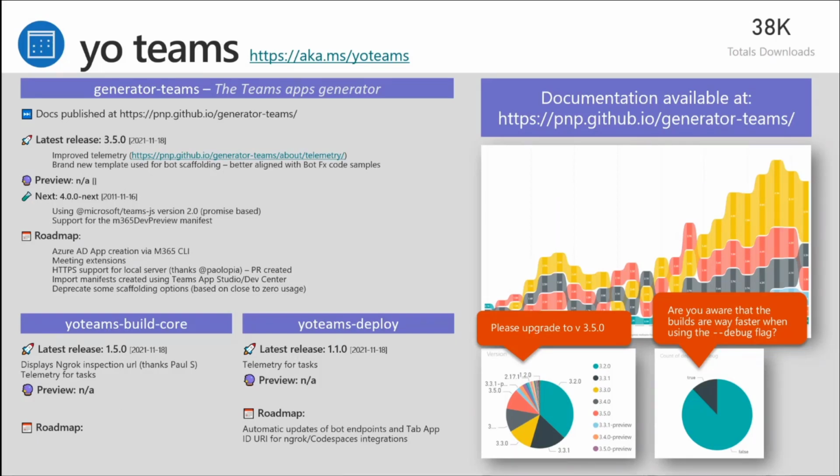And we're also preparing for the next V4 version, which is going to use the Microsoft Teams SDK V2, which is promise-based. It's going to be a whole change and will make life a lot easier. And then we have some stuff on the roadmap, of course, like Azure AD app integration with the Microsoft 365 CLI, so one of the other PnP initiatives. We'll do some meeting extensions and some HTTPS support. The V4 version will probably be breaking, but we'll see how we fix that.